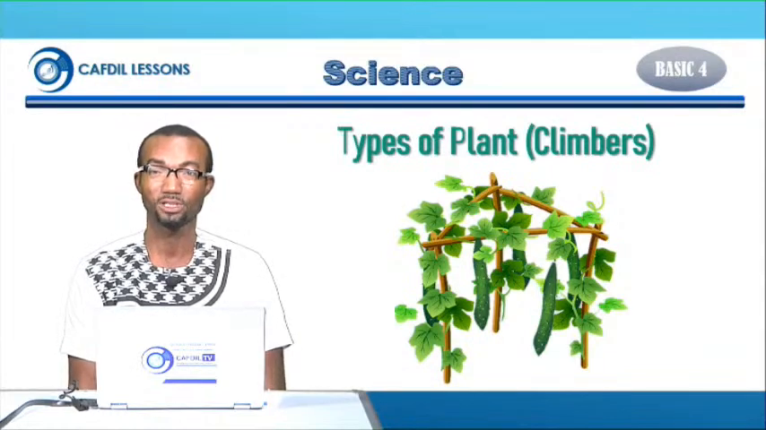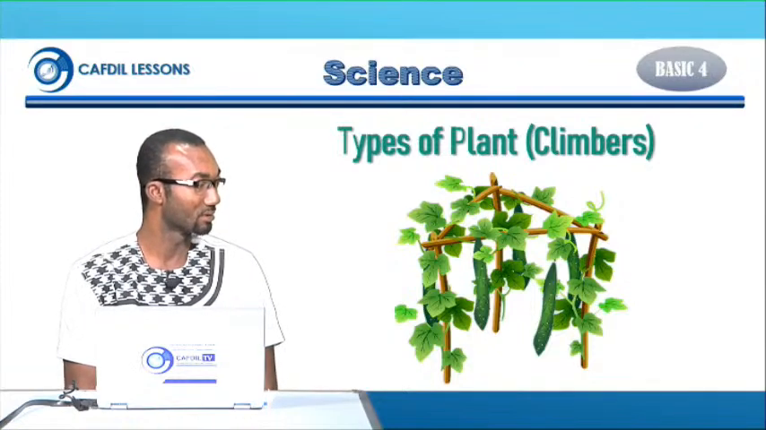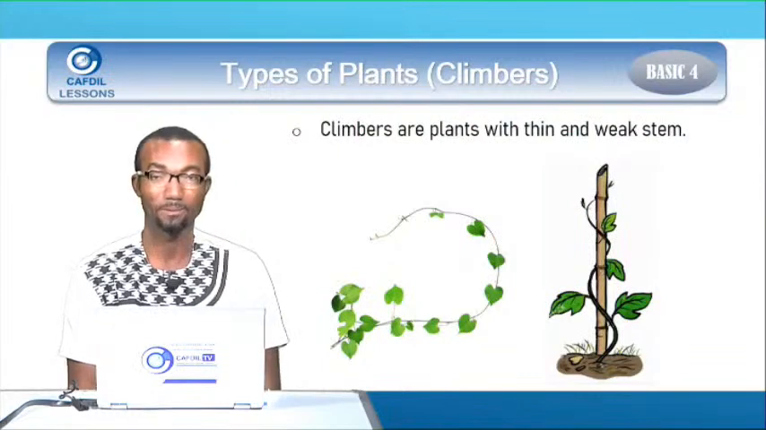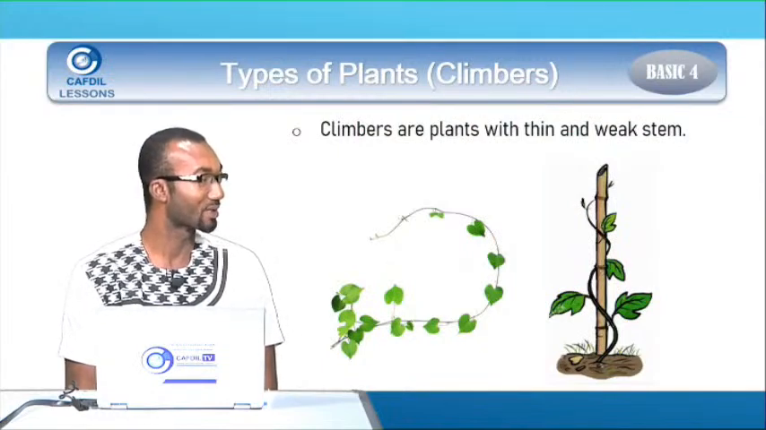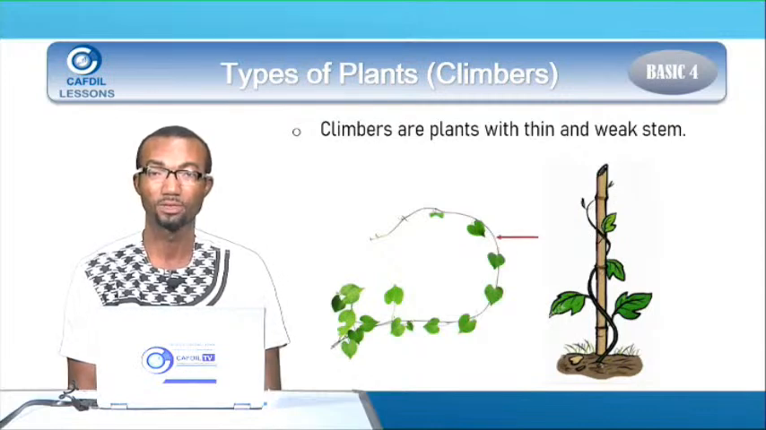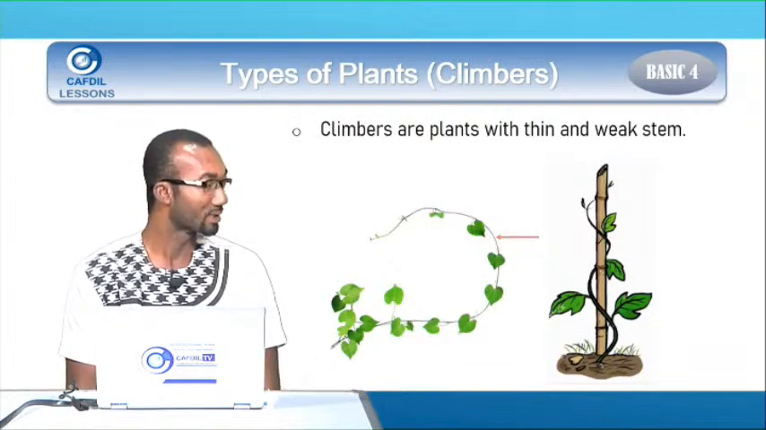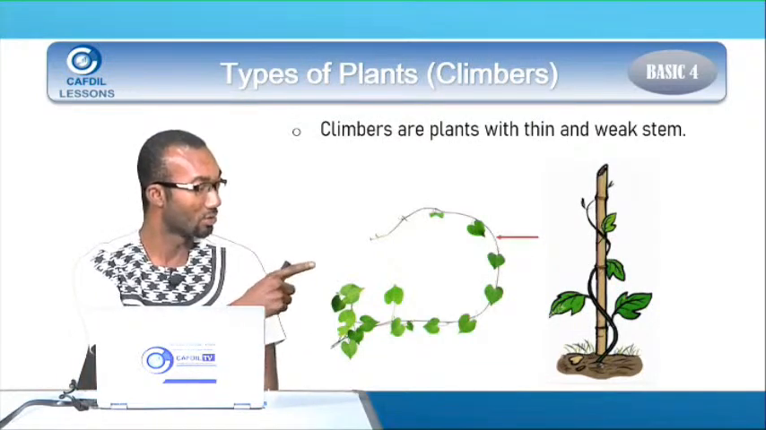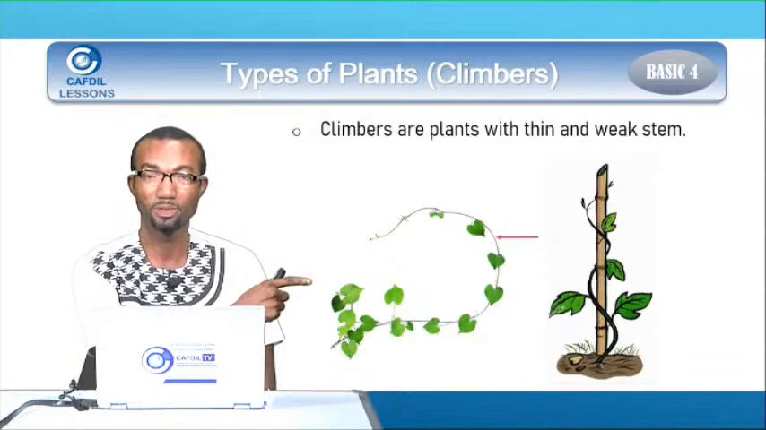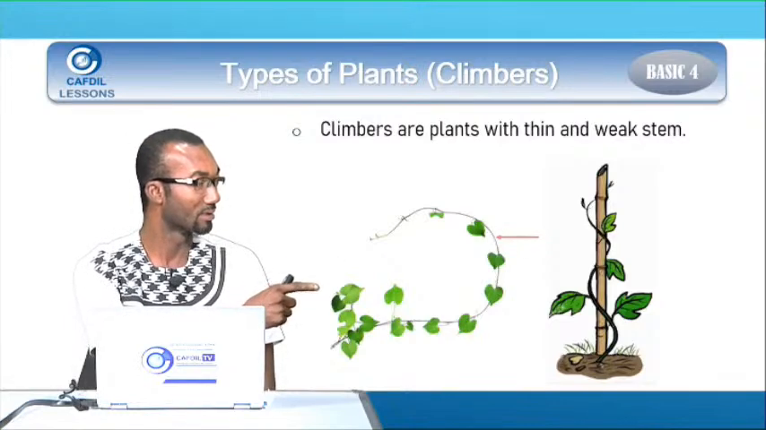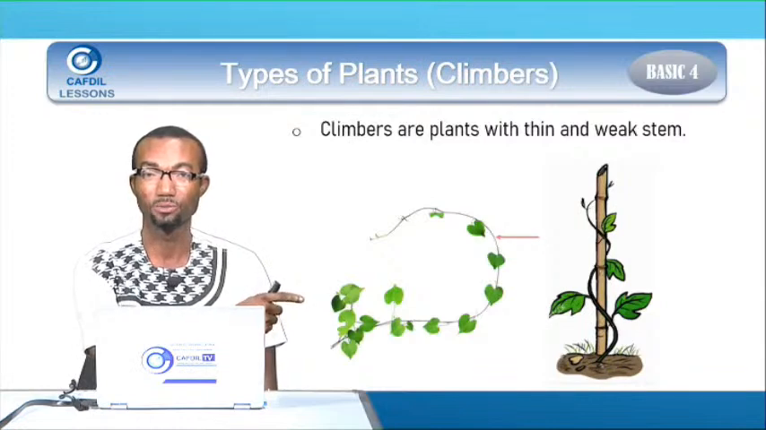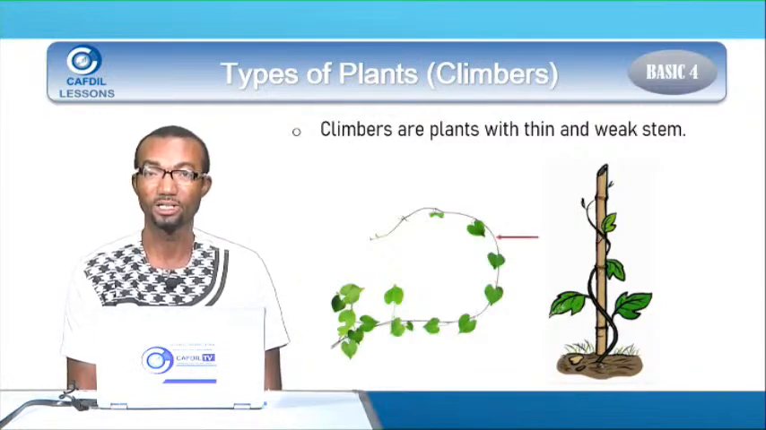Now let's look at the fourth type of plant, that is climbers. Let's look at what climbers are. Okay, climbers are plants with thin and weak stem. So if you look at this plant here, that is the stem of this plant. It is tiny and weak. So because they are tiny and weak, they cannot stand upright without support.